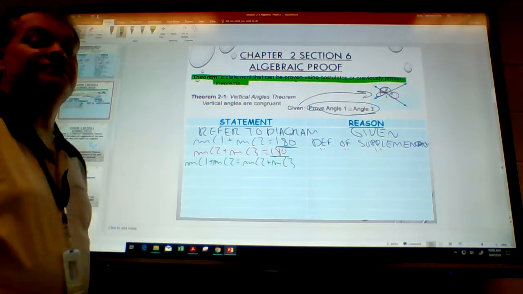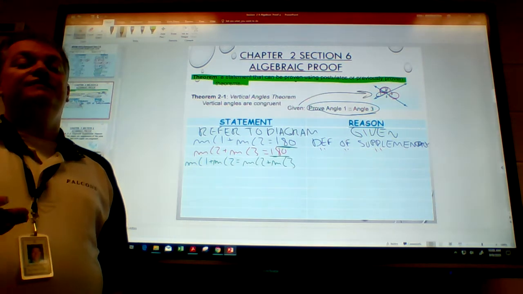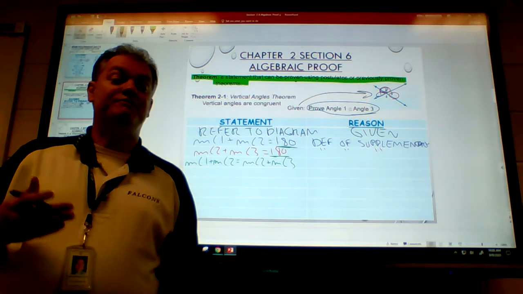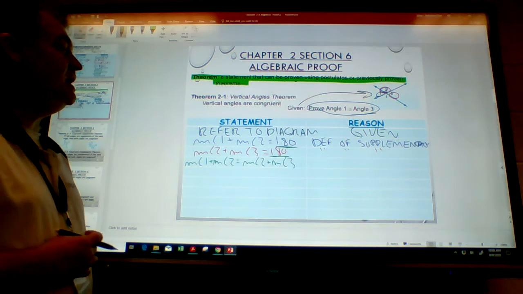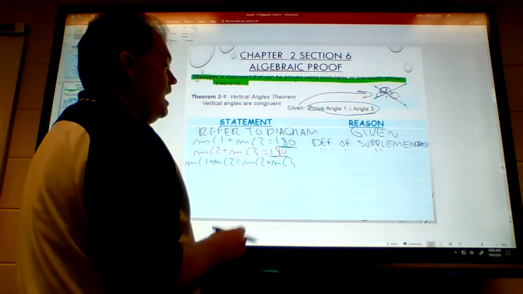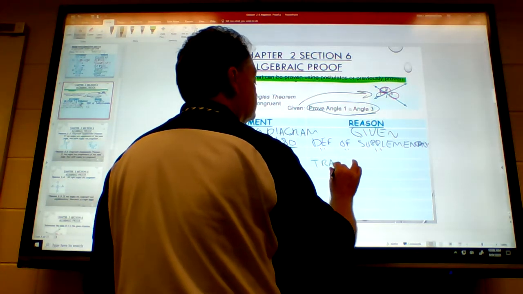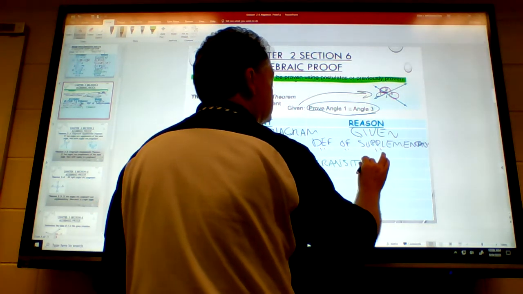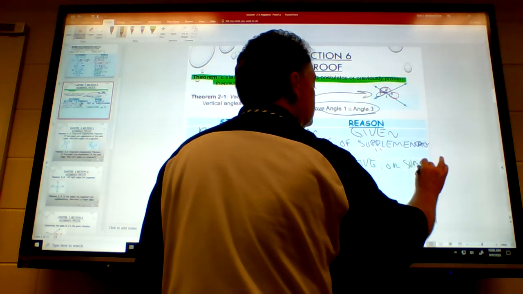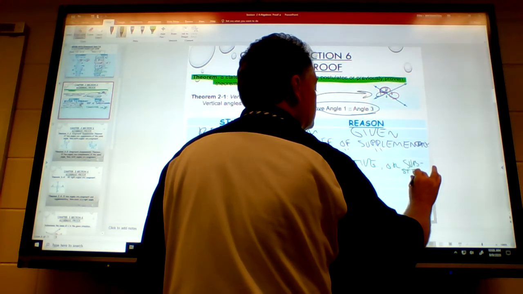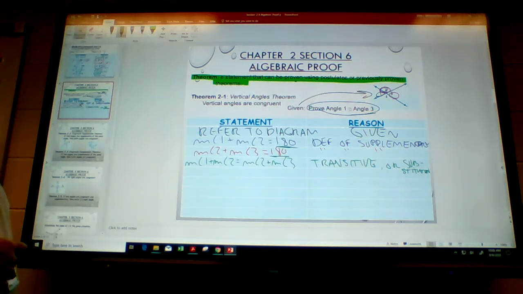This is an example of a geometric proof. And you'll be doing more of this as the semester goes on, especially in chapter 4, where we're doing triangles and other shapes. So I have two reasons why. First, I can say transitive property, or I can say substitution. Either one would work.